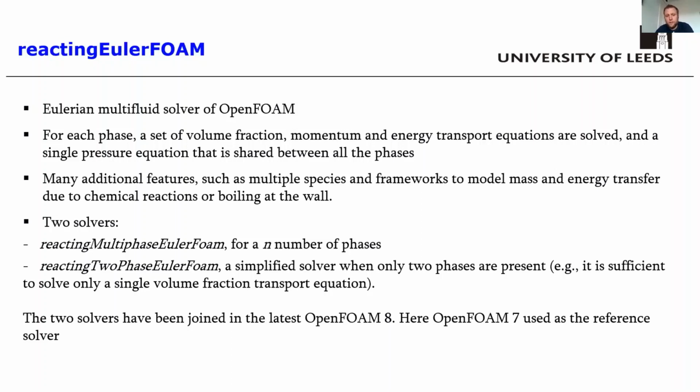One is reactingMultiphaseEulerFoam for an n number of phases, which I will be using, and the other is reactingTwoPhaseEulerFoam, which is more or less a simplified version of it, because it's implemented only for two phases. So in this case, for example, it is sufficient to solve one equation for the volume fraction, because the other one is automatically given. This was until version 7. Now in OpenFOAM 8, the two solvers have been joined into one single solver.